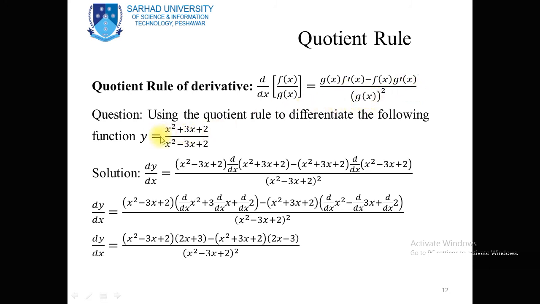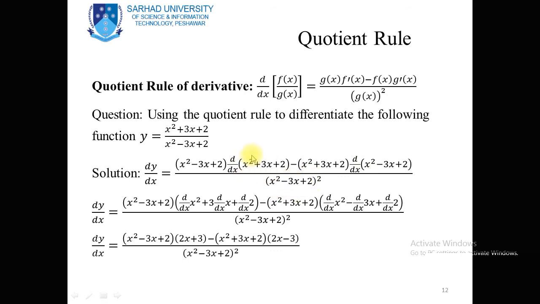For example, y is equal to x square plus 3x plus 2 divided by x square minus 3x plus 2. So the rule is like the product rule, but there is one difference of addition and subtraction. In the product rule we put addition, and in the quotient rule we put a subtraction sign. So the derivative of the function with respect to x: x square minus 3x plus 2, this is the g function, and we consider this function as the first function. First function into derivative of second minus second into derivative of first, divided by square of the first function.